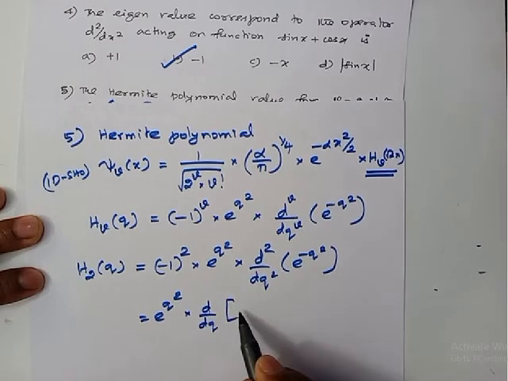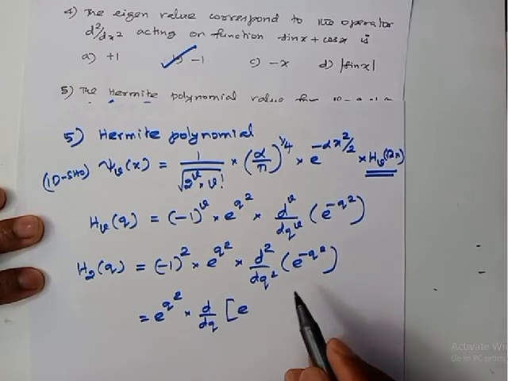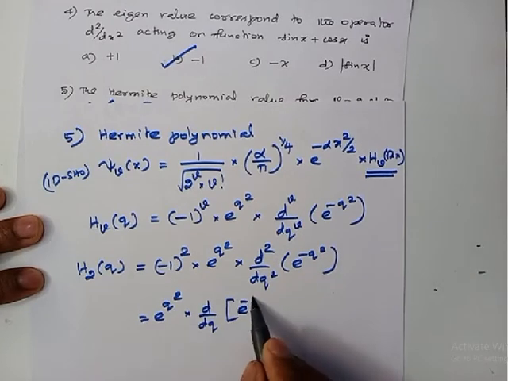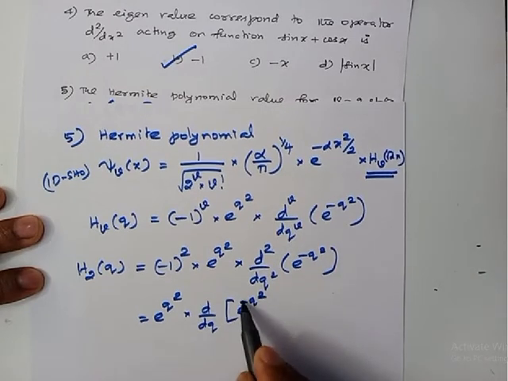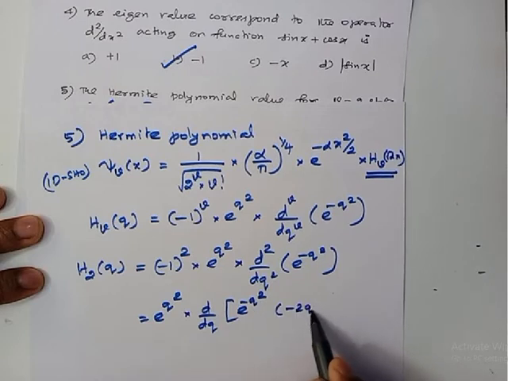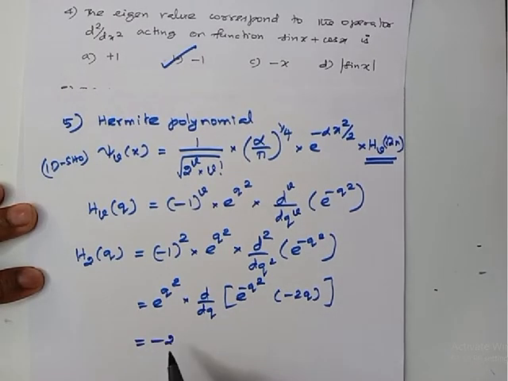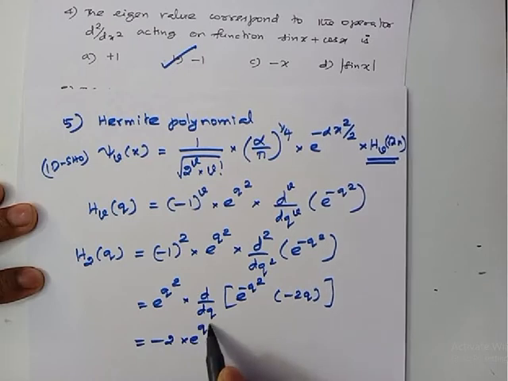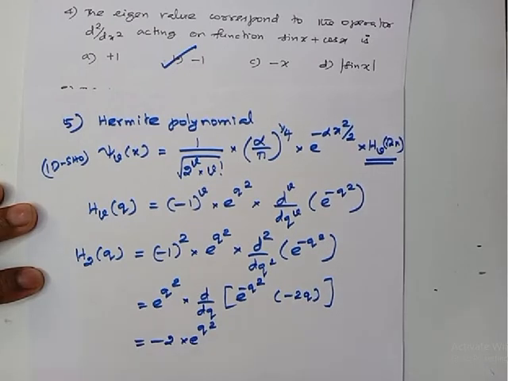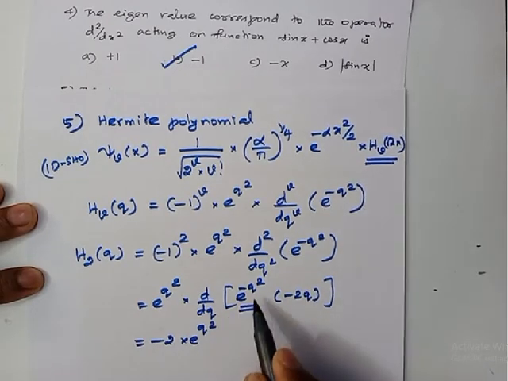If I differentiate this once, I'll get e power minus q square. And if I differentiate the power minus q square, I'll get minus 2q. Minus 2 is a constant, so you can keep it out: minus 2 into q e power minus q square. Now I have e power minus q square and q.